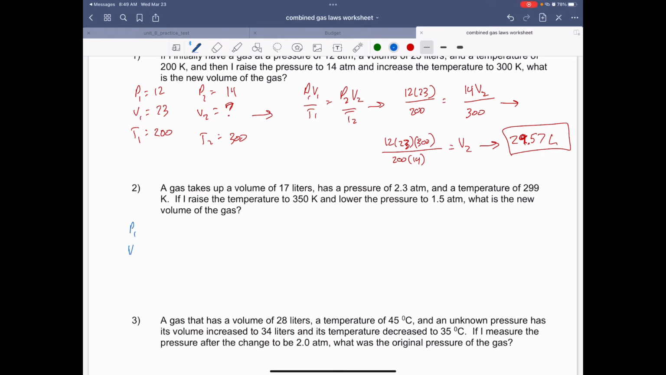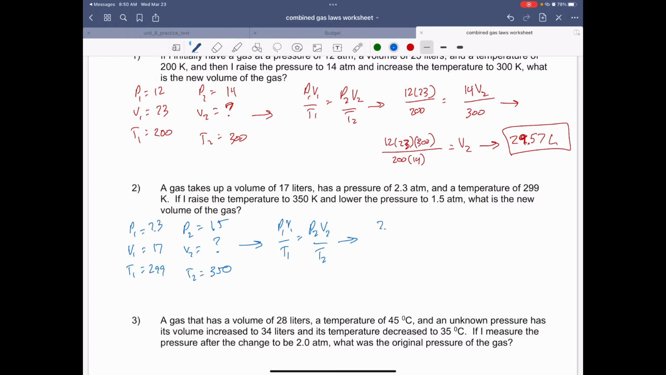Our P1, V1, T1, our P2, V2, T2. Our initial volume was 17 liters. Initial pressure is 2.3 atms. The initial temperature is 299 degrees Kelvin. The final pressure is 1.5 atms. The final volume is unknown. So it looks like we're looking for a volume again. Our final temperature is 350. Okay, so now let's plug them in. Remember, it's P1V1 all over T1 equals P2V2 over T2. Now I just plug in my numbers.